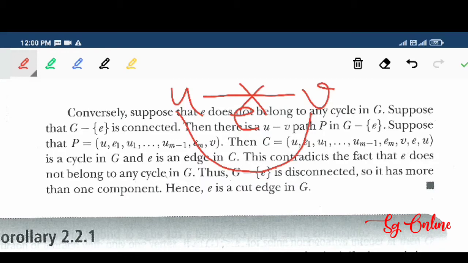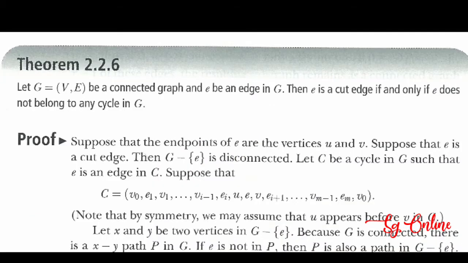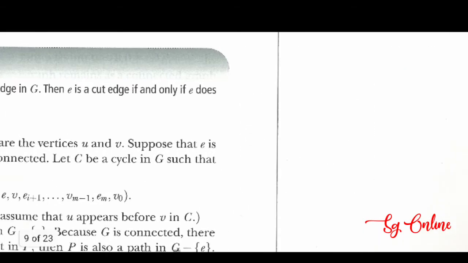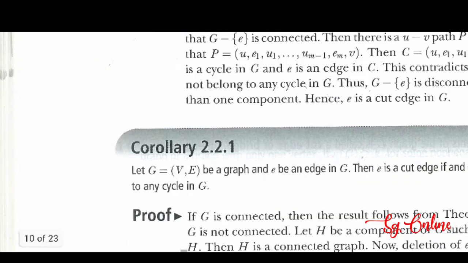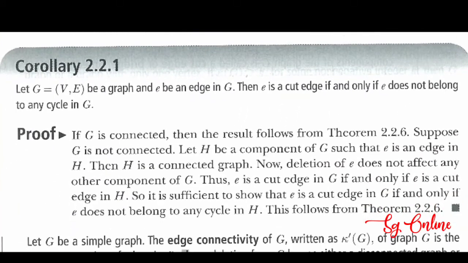And so we prove the result that in a connected graph, E is a cut edge if and only if it does not belong to any cycle in G. Now this we proved for the connected graph. Now we can easily see, by using this result, we can generalize this result for any graph which may not be connected also.